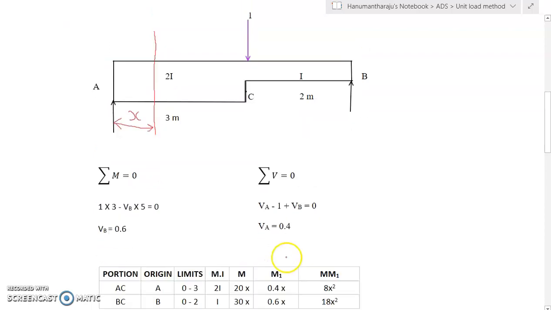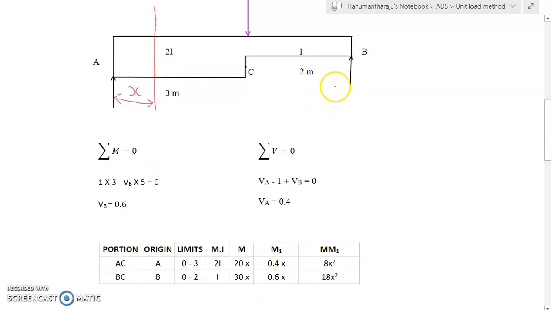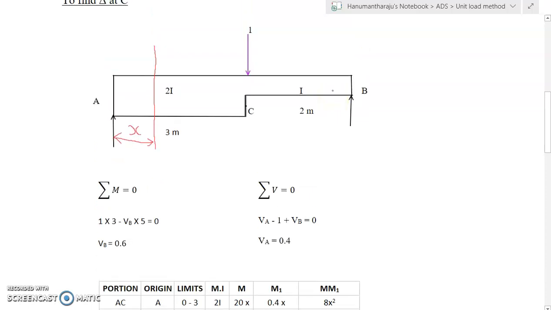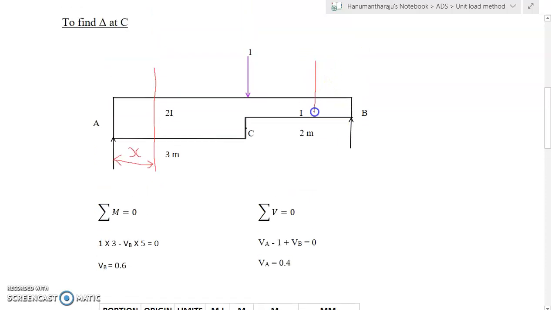Similarly, for unit load M1, let us take a section here in the portion BC at a distance x from the origin.